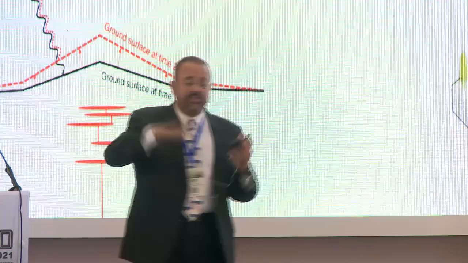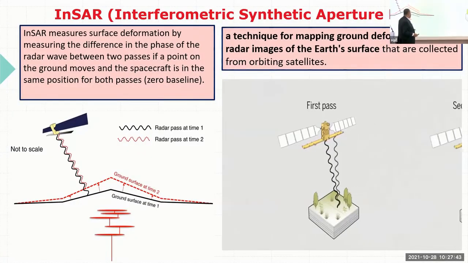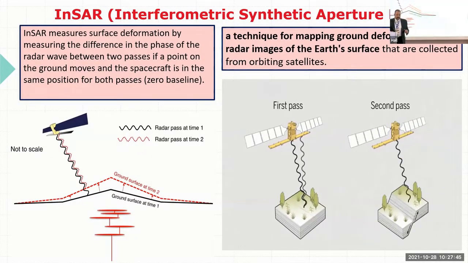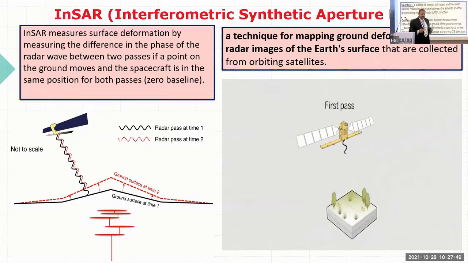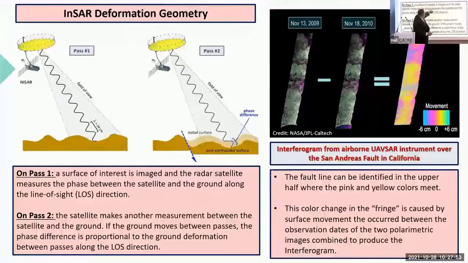So this kind of vertical motion can be in both ways. You can see here the technique, just showing you the first pass. Maybe it's not moving again. Anyway, that's the idea behind the technique. Basically, you have the first pass here, and there is a little bit of motion in the ground that you cannot see, that you are not aware of.